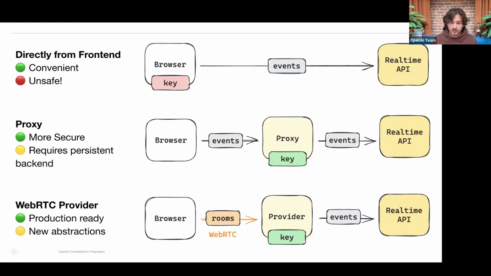We'll be linking out to their resources later. But essentially, this is how you make a fully production-ready application. The abstractions change a little bit. You have WebRTC to the provider itself, and you use rooms instead of messages. It's a little bit different, but it's more stable and more usable.